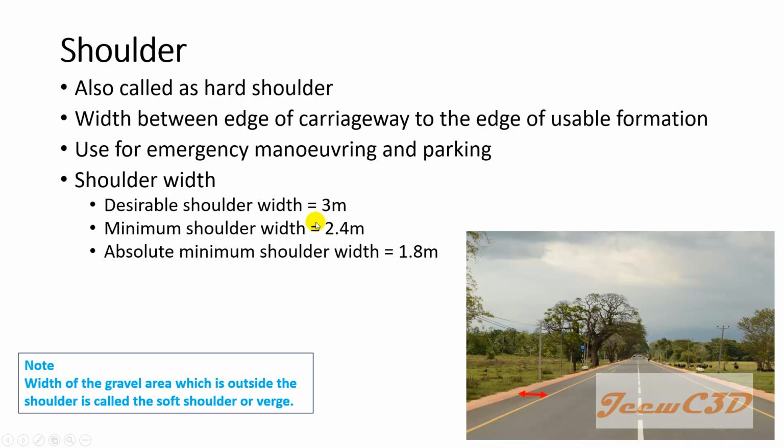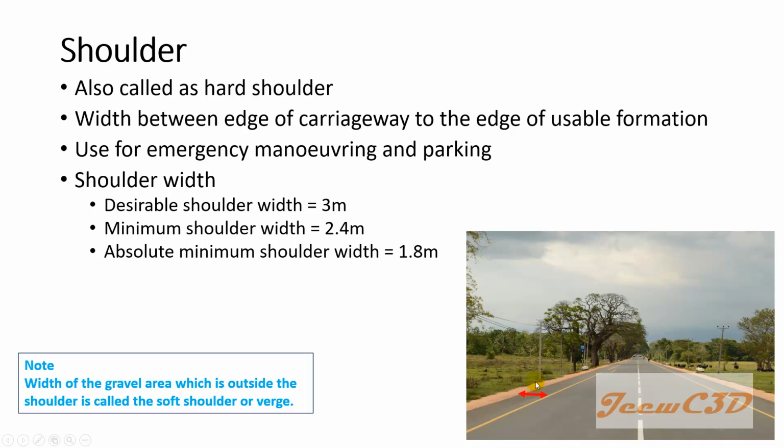So one function is to give lateral support, the other function is to use as an emergency maneuvering or parking. If a vehicle breaks down in this area, the vehicle can be parked in this area. So that is why we are using a shoulder. So the desirable shoulder width is 3 meters and minimum shoulder width is 2.4 and the absolute minimum shoulder width is 1.8.